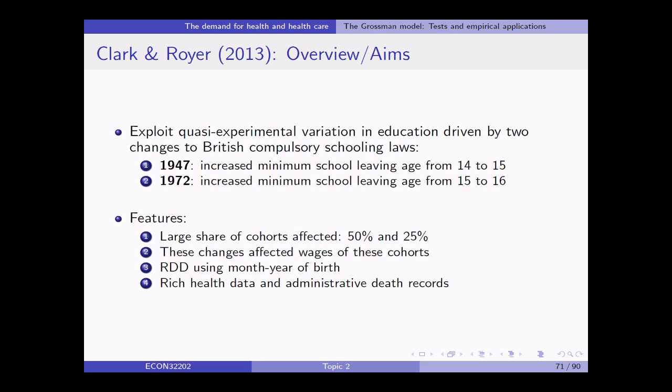The second reform in 1972 affected about a quarter of kids. So they would have otherwise left school at 15, but because of the new laws they had to stay until 16.